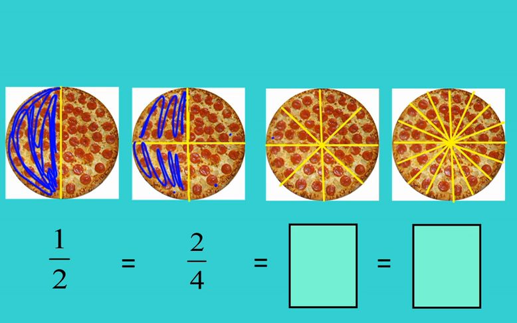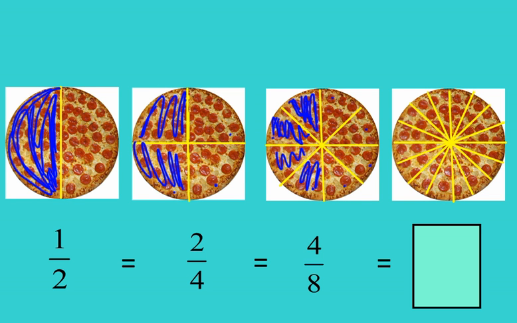Now let's say I cut my pizza into even smaller pieces. That is 1, 2, 3, 4, 5, 6, 7, 8 equal pieces, but I still want to eat the same amount. If I have 8 equal pieces, I could eat 1, 2, 3, 4 pieces out of the 8, and that will equal 4/8. So 4/8 equals 2/4, which also equals 1/2.